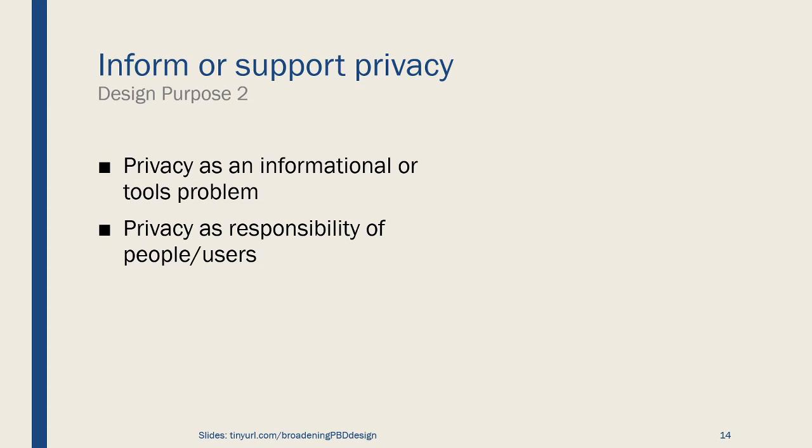Second, design is seen as a way to inform or support actors who must make privacy-relevant choices, rather than solving a privacy problem outright. This was also common in our set of papers. Design to inform or support privacy views problems posed by privacy as an information or tools problem. If users receive information in better ways or have better tools, then they can make more informed choices about how to act in privacy-preserving ways.